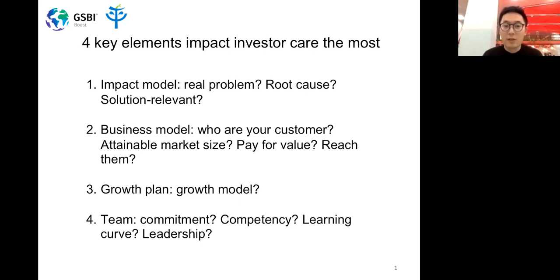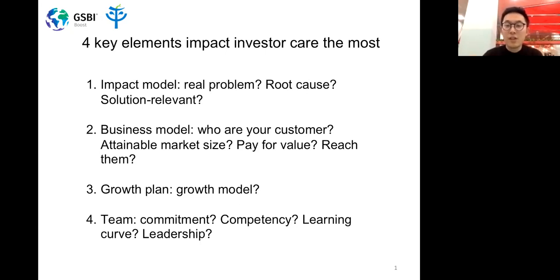Second, it's about the business model. You have to explain to your impact investor who your real customer is, what the size of the market is, not only the whole market but also the attainable market. How do you define the market? How do you define the attainable market? And who will pay for the value you create for them? How do you see your competitor?